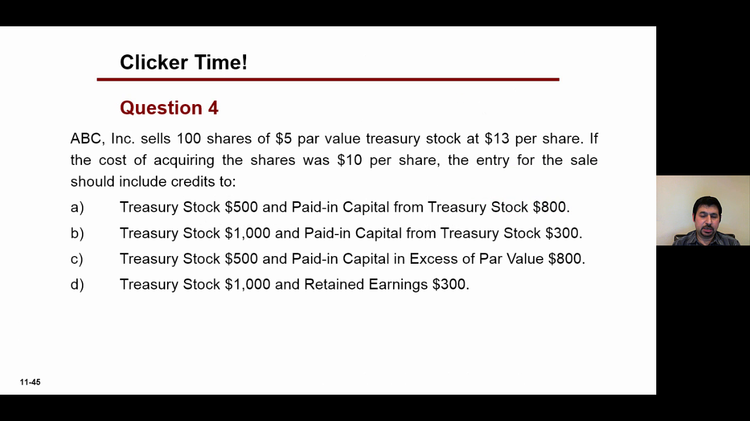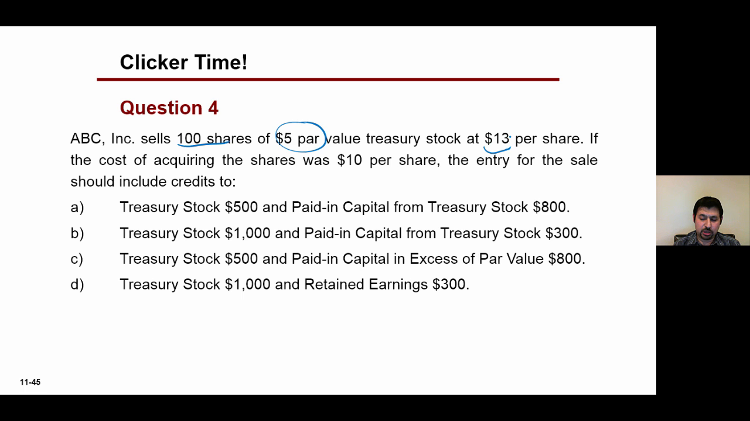So ABC Inc. sells 100 shares of $5 par value treasury stock at $13 per share. If the cost of acquiring the shares was $10 per share, the entry for the sale should include credits to, once again, we need to write the journal entry. The company is selling 100 shares at $5 par value.